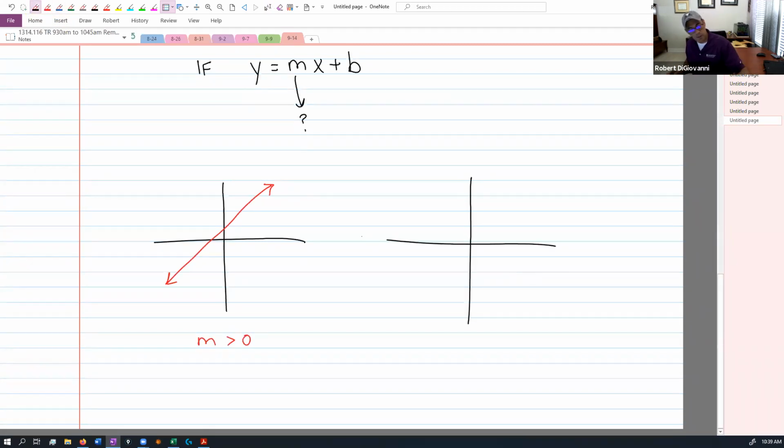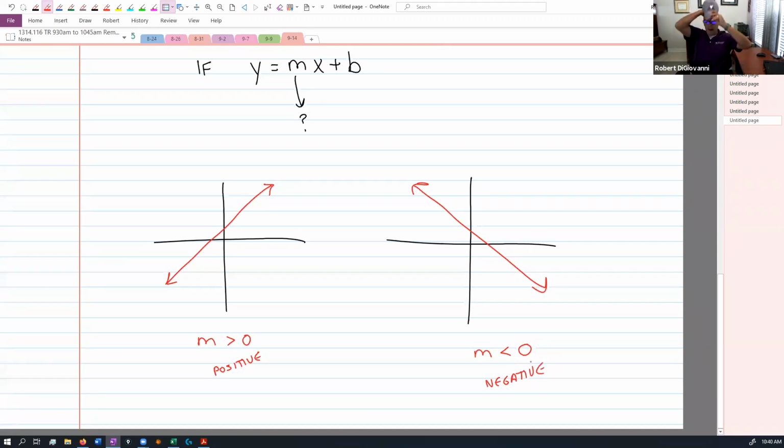And if the line pitches down like that, then that means your m is a negative number. Right, m being greater than 0 means positive, and m being less than 0 means negative.